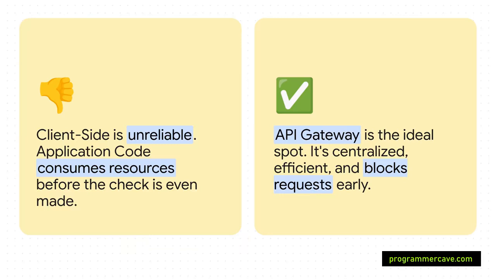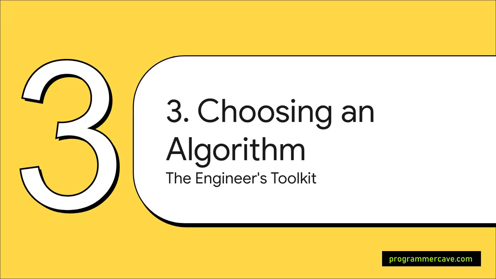You could also put it right in your application code. But think about that. By the time the check happens, the request has already traveled through your network and used up server resources just to get rejected. Super inefficient. Now, the ideal spot, the best placement, is right at the front door, the API gateway. It acts like a single, centralized bouncer, stopping all the excessive traffic before it even gets a chance to strain your core services.